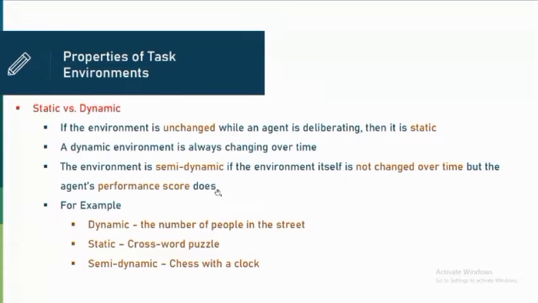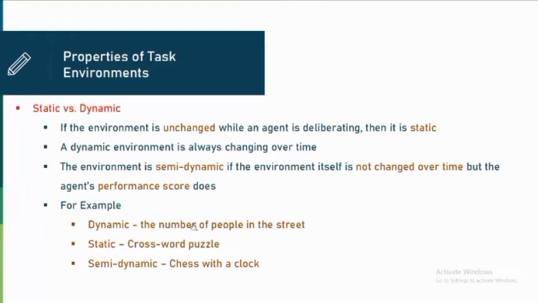So there can be two types of environment, static and dynamic. In a static environment, nothing is going to change. In a dynamic environment, everything is going to change. But we have one more type, semi-dynamic. In semi-dynamic, based on the action performed by the agent, the future score will be decided. For example, for dynamic, the number of people in the street. We cannot identify how many people can be present on the street at any moment.